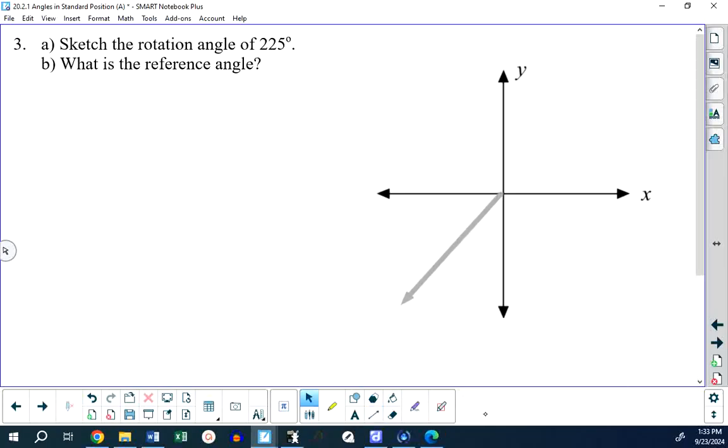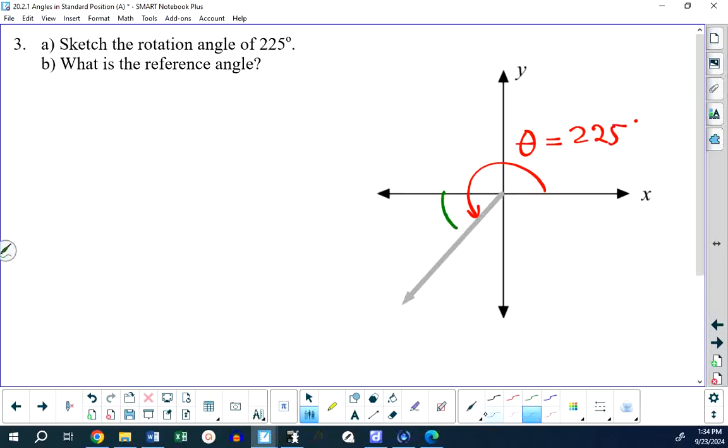For some reason, it must be part of my brain, I very often have a difficult time. Does that look like 45 degrees to you? It's close enough. I'm always second guessing myself, and then I increase it and I decrease it. So let's label the rotation angle right there. This is theta rotation equals 225 degrees. The reference angle is 45 degrees. I think we're picking up on this, are we not? Okay, good.